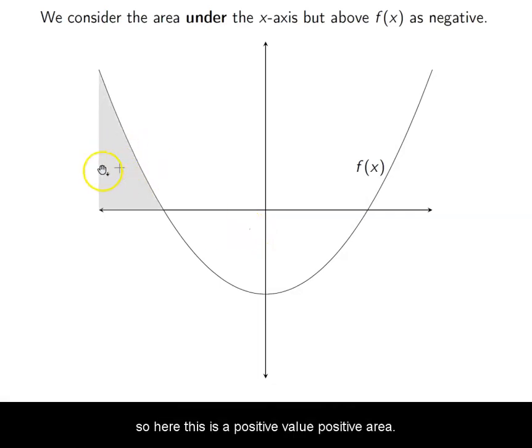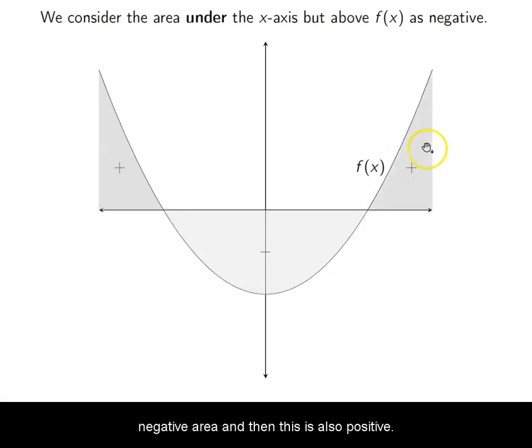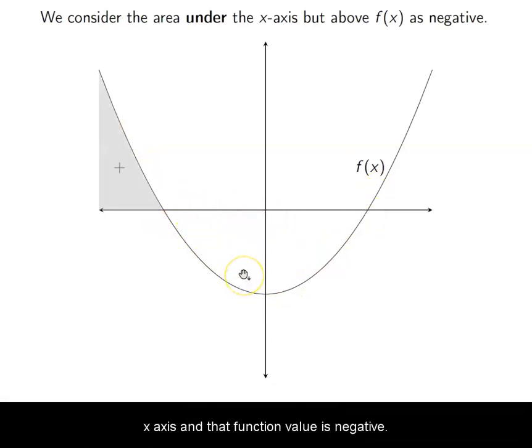So here, this is a positive value, positive area. Here, this is a negative area, even though, yes, it's true that area cannot be negative. In terms of integration, this is a negative area. And then this is also a positive area. So anything below the x-axis, the area between the x-axis and that function value is negative.